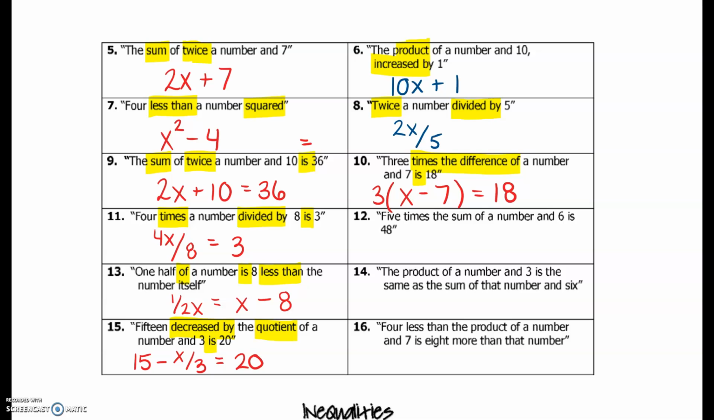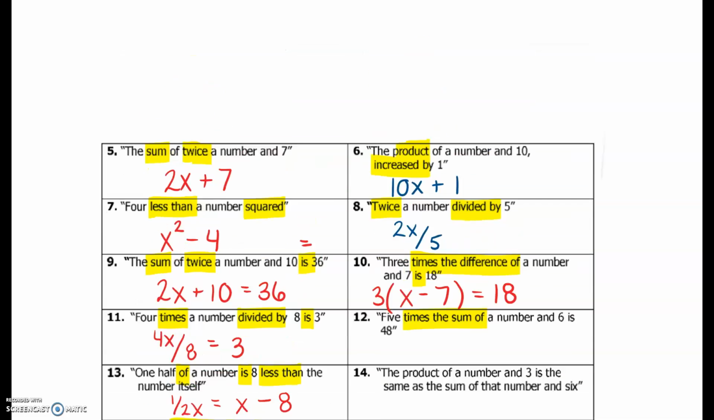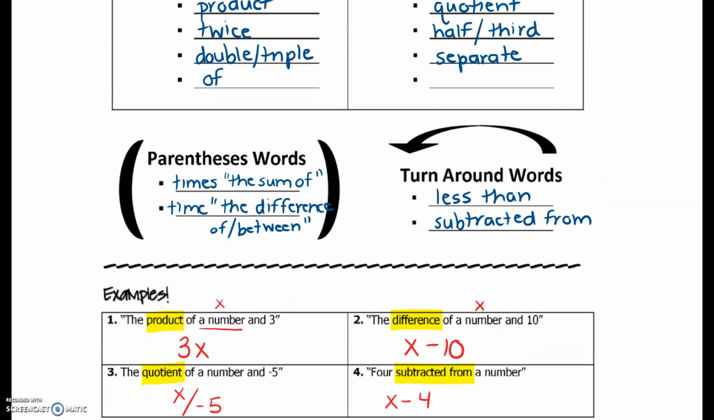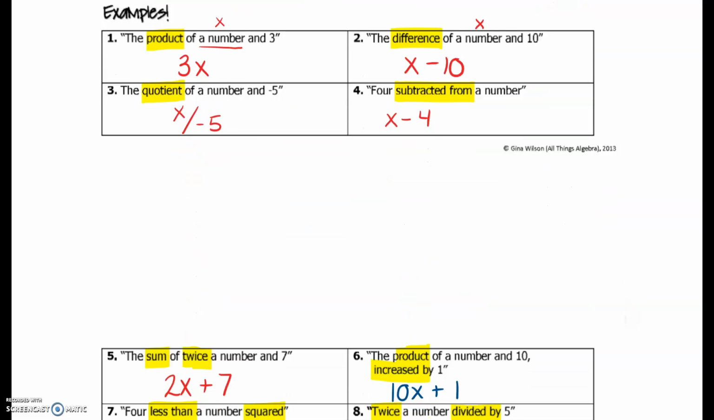Now number 10, I mentioned in the video yesterday, but I didn't spend a ton of time talking about it. If we look at number 12, it's a similar question. It says 5 times the sum of. Now, if you look back at the front side of your paper, you will notice that times the sum of appears here in our parenthesis area. All right? So what this means is I have to have parentheses in my final answer.